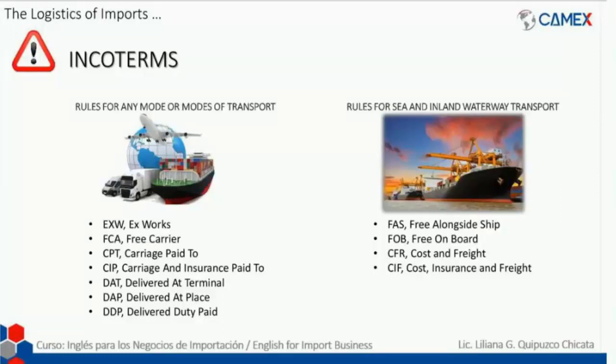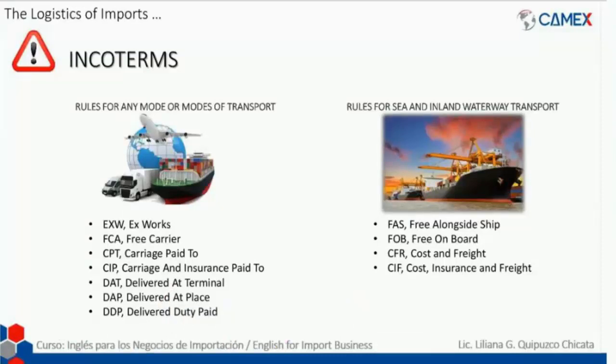And on the other hand, we have the rules only for sea transport. So these are the FAS, that is free alongside ship. We have the FOB, and then cost and freight, and we have the CIF, that stands for cost, insurance, and freight.